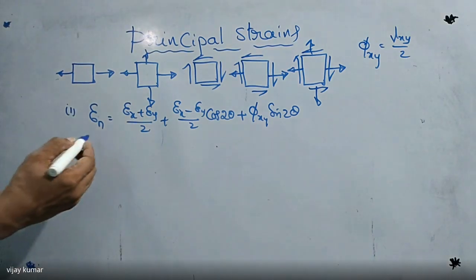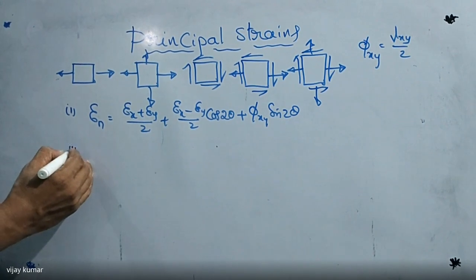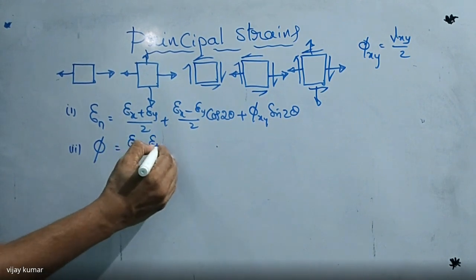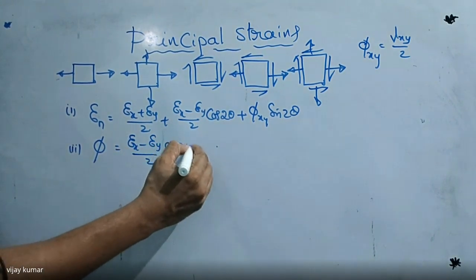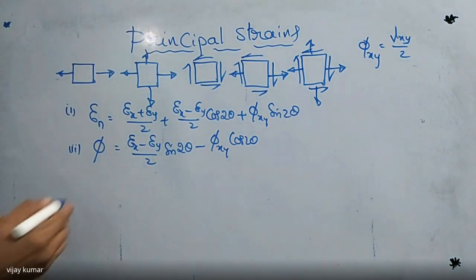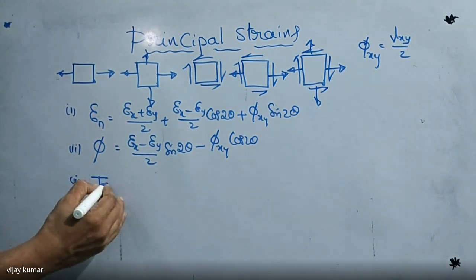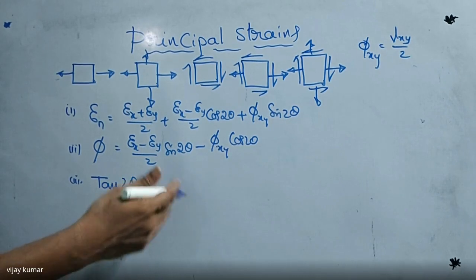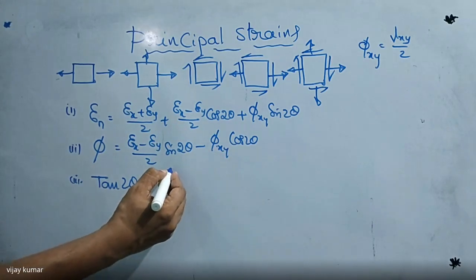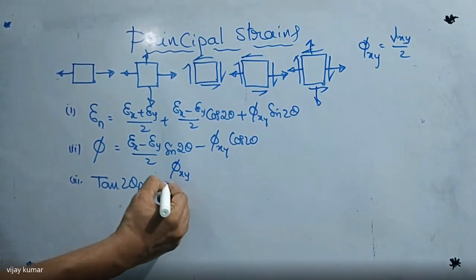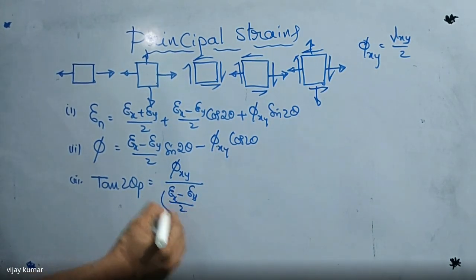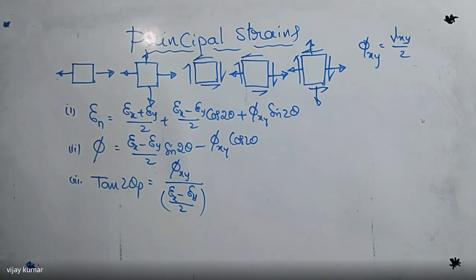So here I'm writing the next formula, that is shear strain is equal to epsilon x minus epsilon y divided by 2 into sine 2 theta minus phi xy into cos 2 theta. And what is the angle of principal plane? We know that the angle of principal plane is tan 2 theta p is equal to, generally we write, tau xy divided by sigma x minus sigma y by 2. But here tau xy is nothing but phi xy, divided by epsilon x minus epsilon y divided by 2. That is the formula for principal plane.